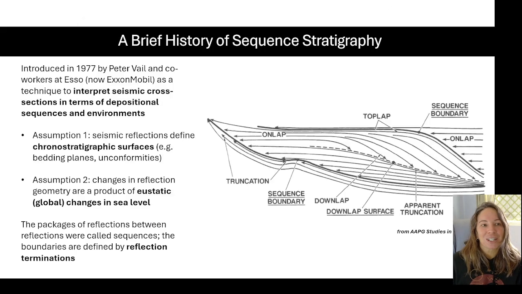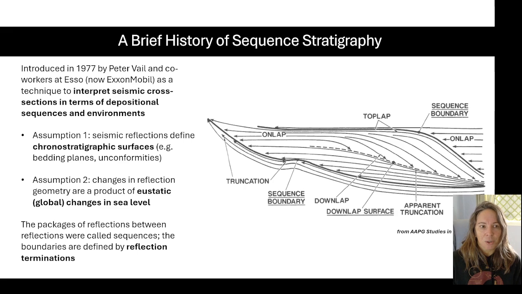Okay, so just a brief history. Back in the late 1970s, Peter Vail, and some other workers who were at what was formerly Esso and is now ExxonMobil, came across a technique to interpret seismic cross-sections in terms of their depositional sequences and environments. At the basis of this were two key assumptions. First, they had to recognize that seismic reflections define chronostratigraphic surfaces, things like bedding planes and unconformities. Second, they proposed that the changes in the reflection geometry are primarily controlled by eustatic, or global, changes in sea level.